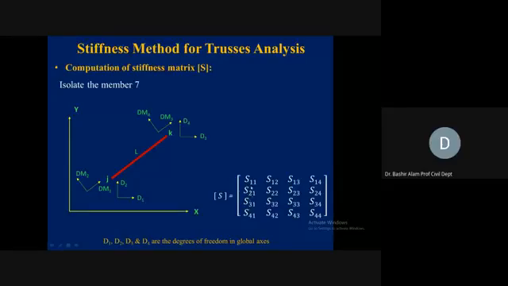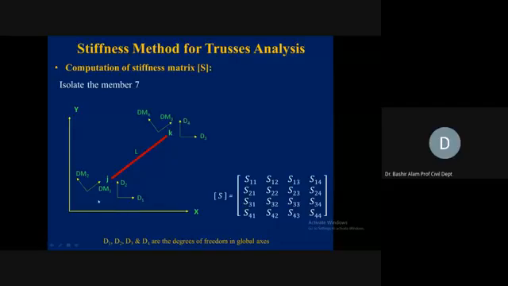This will become the local stiffness matrix. Second, the rest of the positions will be locked. Only displacement will be given in this DM1 direction. D is for the displacement, M is for the member axis, and 1 is for the direction 1. So DM1 is equal to 1, and we give DM2 equal to DM3 equal to DM4 equal to 0.